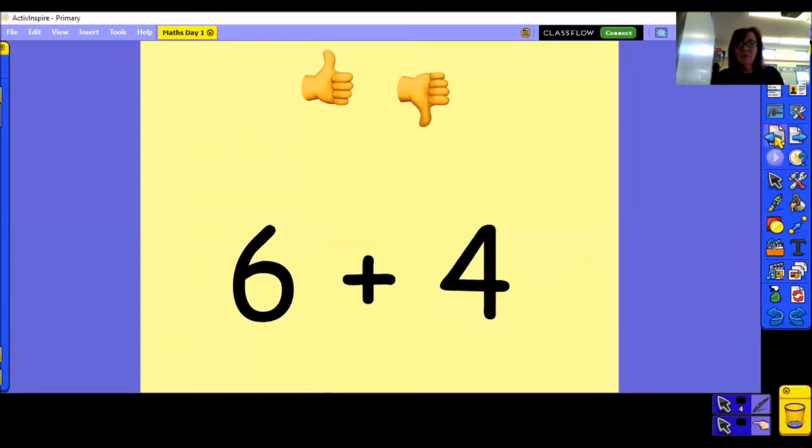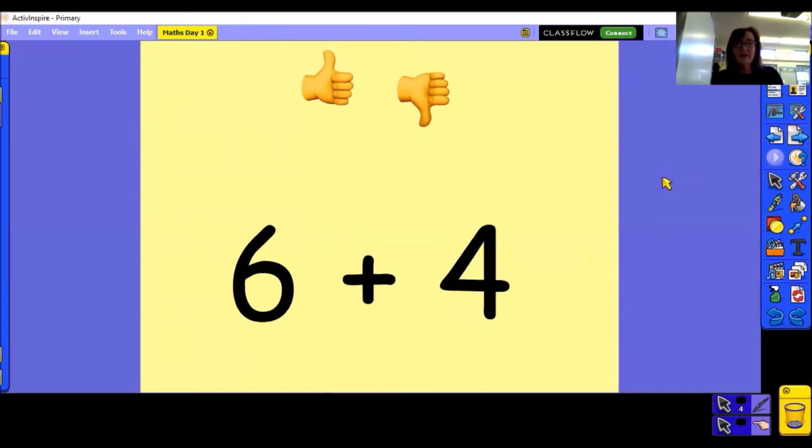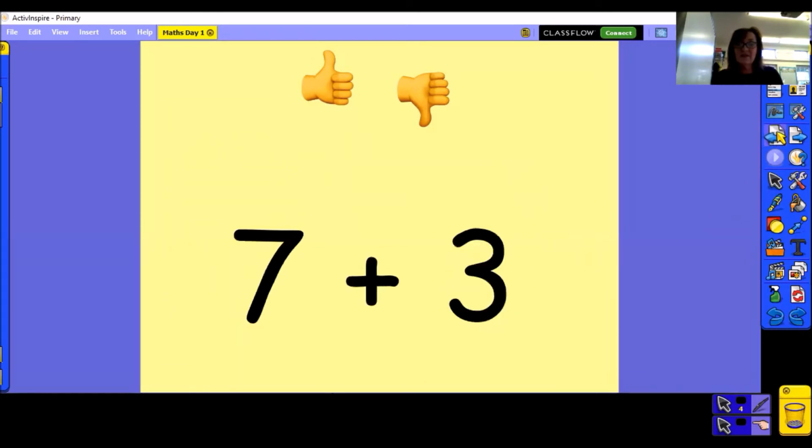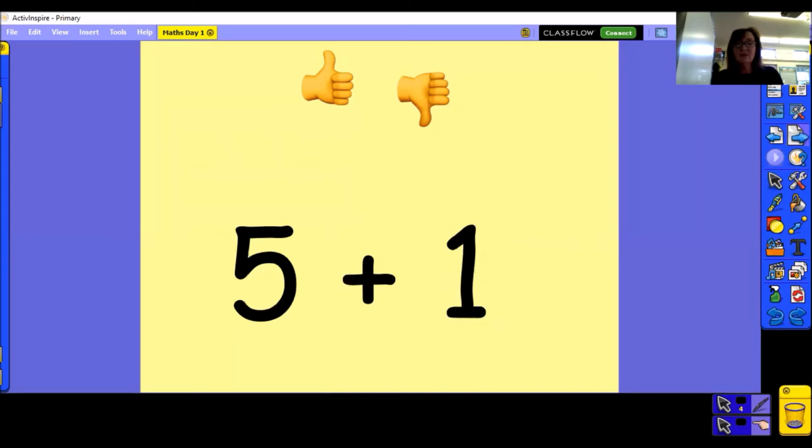7 add 3. We know from our number bonds on the slides that 7 add 3 equals 10. What about 6 add 4? So if we've got 7 add 3 equals 10, and we look at this slide, the number here has got smaller, and the number here has got larger, it's got bigger. So if 7 add 3 is 10, then 6 add 4 is 10 too. What about this one, 5 add 1? Well, remember when I showed you my fingers that 5 and 5 make 10? Have we got 5 and 5 here? No. So 5 and 1 don't make 10.